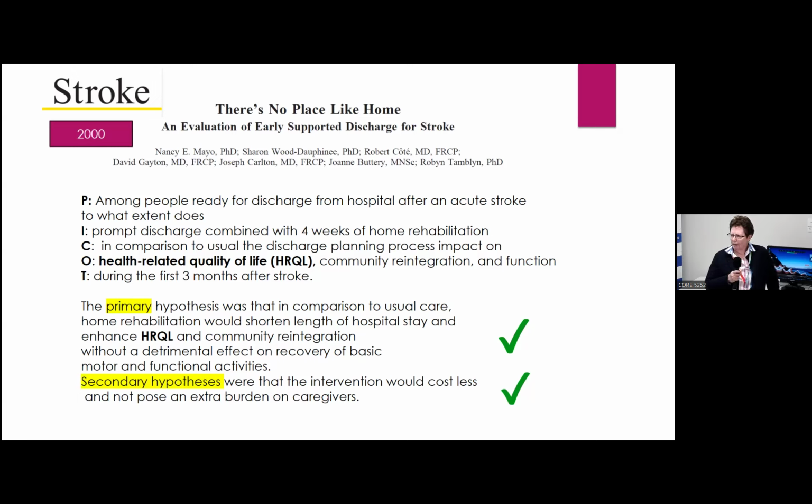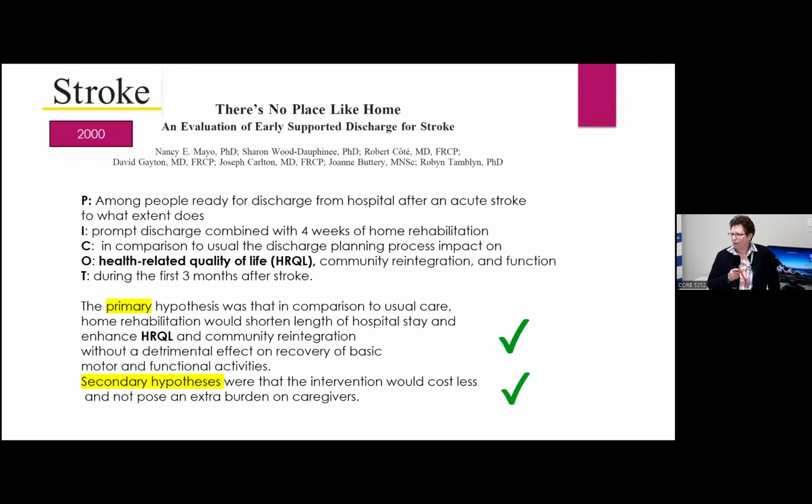The primary hypothesis was that in comparison to usual care, the home rehab would shorten length of stay. So that's an outcome at the hospital level, and enhance quality of life or health-related quality of life. Okay, that's a patient level, and community integration without a detrimental effect on recovery. Because the theory was you could only get good recovery if you were in a rehab center and had wonderful therapists running around treating you. How can we send them home and they would still get the same care? So that was the idea, not to sacrifice that.